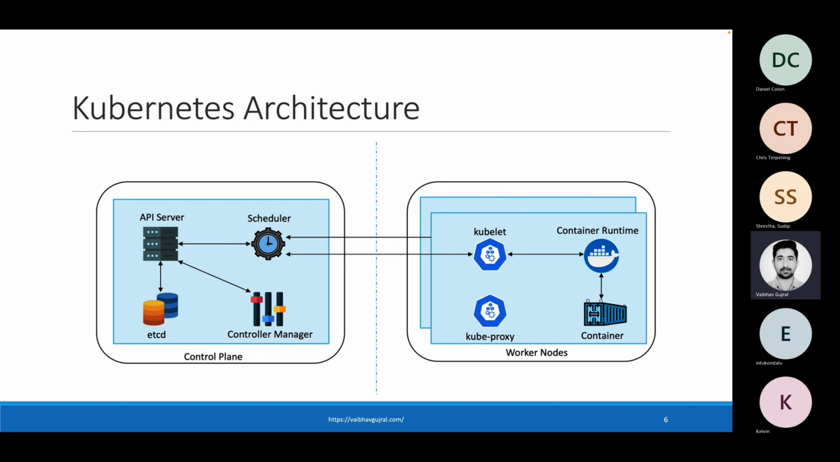To make this work, there are several components running in both the control plane and the worker plane. In the control plane, there are 4 main components, starting with API server, scheduler, etcd, and controller manager. And in the worker plane, there are 4 main components. One is kubelet, kube-proxy, the container runtime, which runs your containers, and the actual pods or containers.